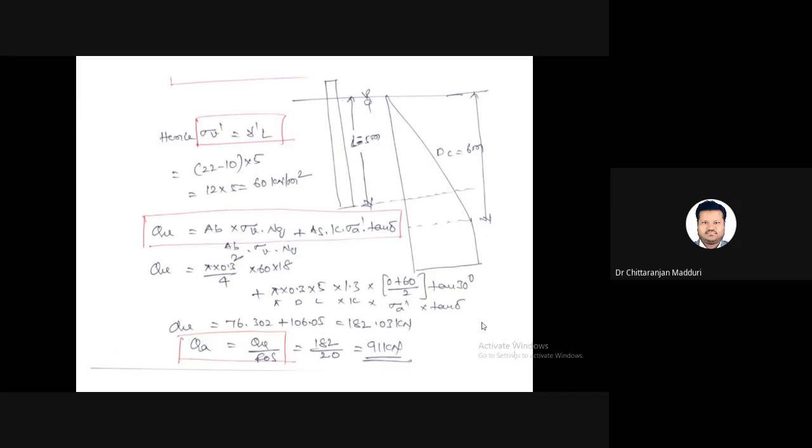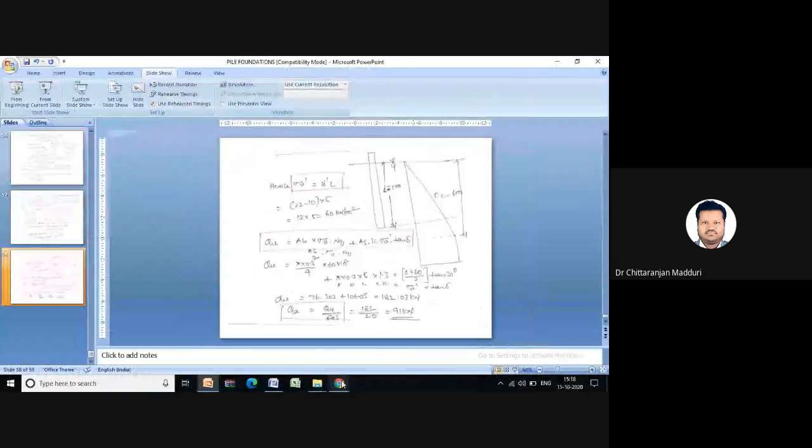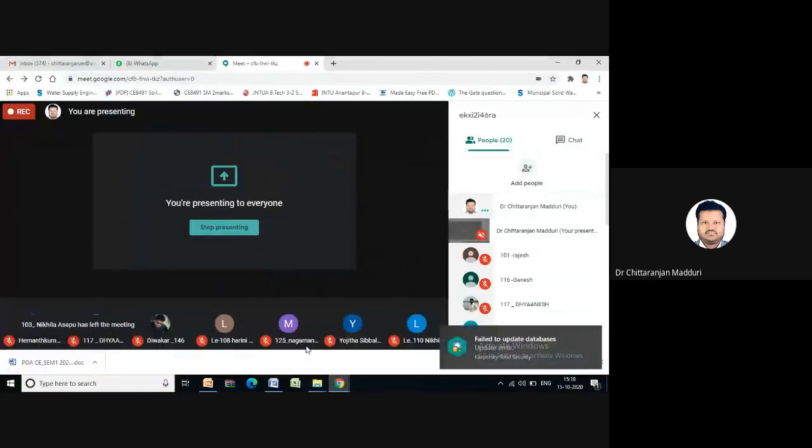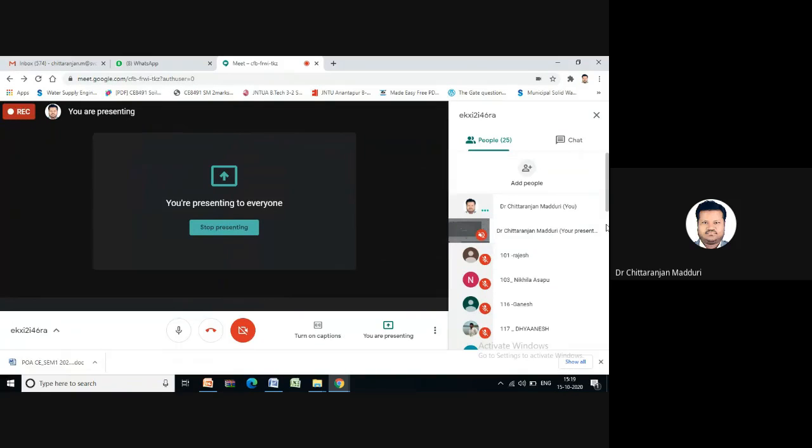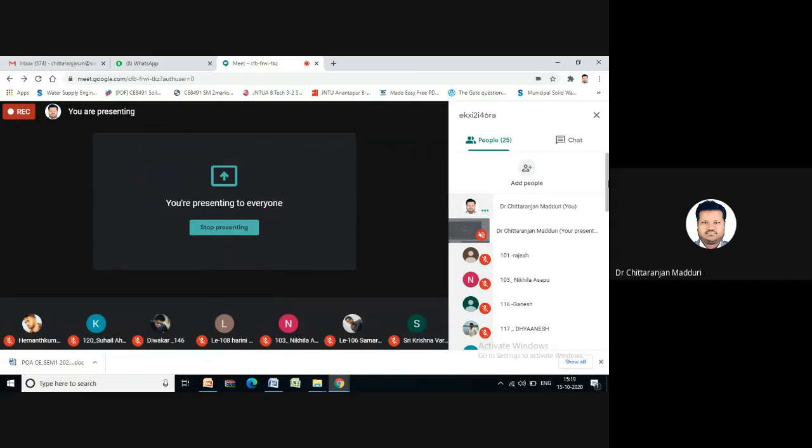Allowable load is equal to ultimate load divided by factor of safety. So 182 divided by 2.0 is 91 kilonewtons. So allowable load carrying capacity of the pile is equal to 91 kilonewtons. If you have any doubts, you can ask me. Tomorrow I'm going to discuss group capacity of the pile.